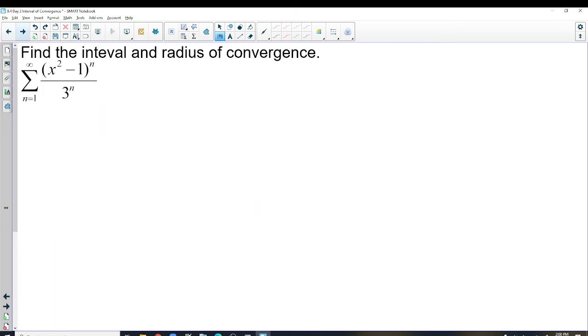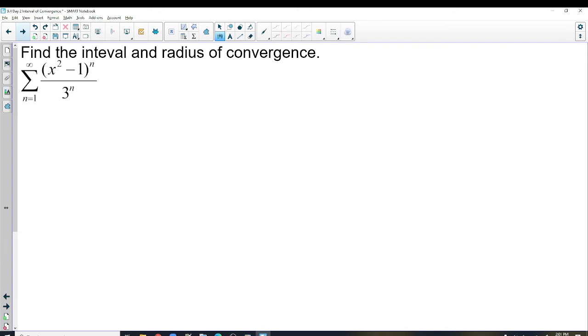Good. This one's a little different with the x squared. The limit as n approaches infinity. What do you notice? Anything? I just noticed it. It's geometric, isn't it? There's nothing added in that's messing it up. Like if I threw an n there, it's not geometric anymore. But we don't have that.